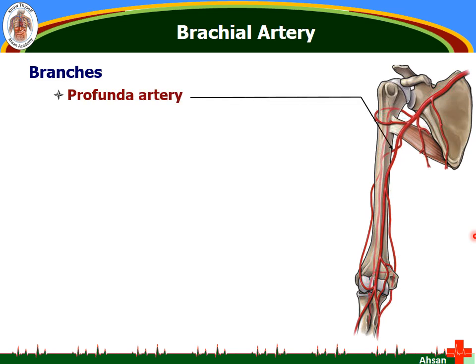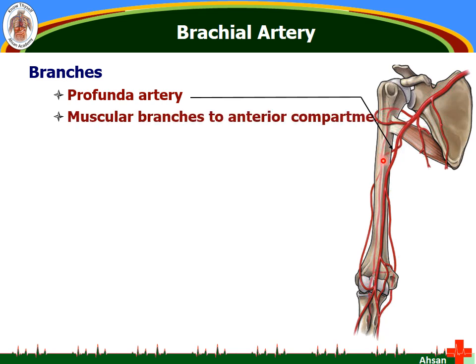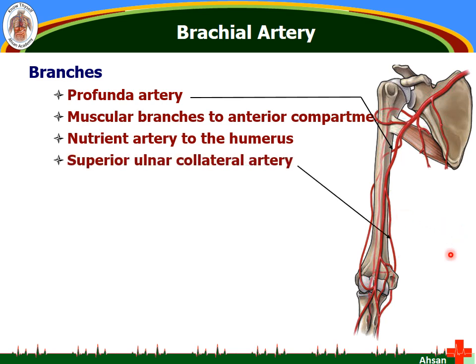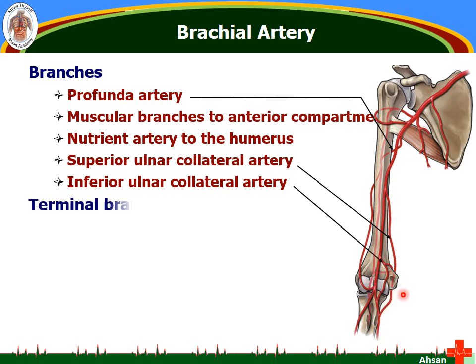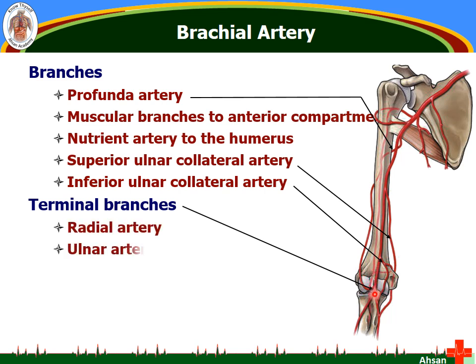This brachial artery gives the profunda brachii artery, which is the largest branch of the brachial artery. It gives muscular branches to the anterior compartment muscles and a nutrient artery to the humerus. This one is the superior ulnar collateral, and this one is the inferior ulnar collateral. Finally, by the side of the neck of the radius, it divides into radial and ulnar arteries.